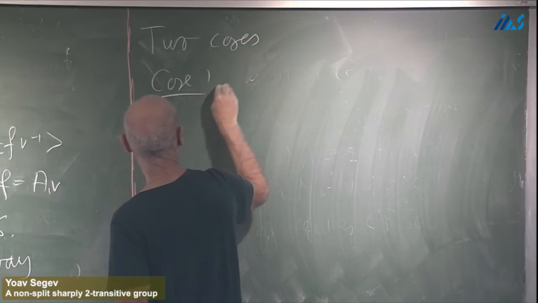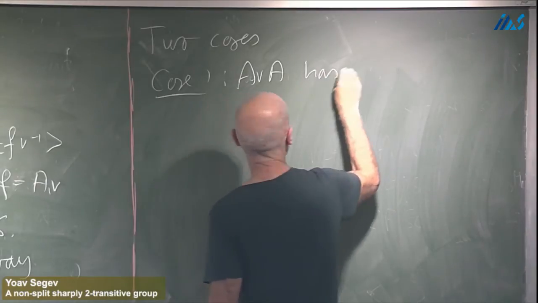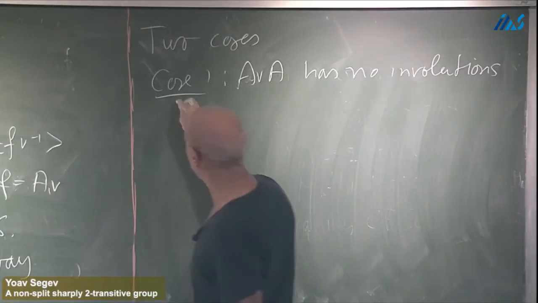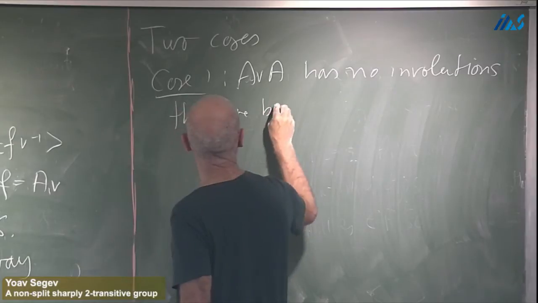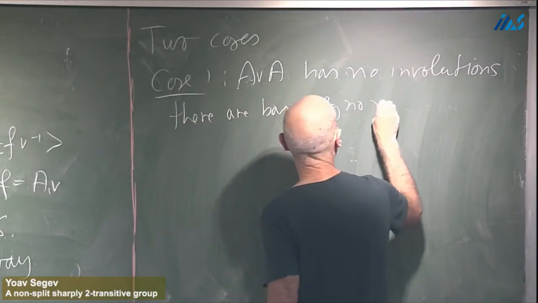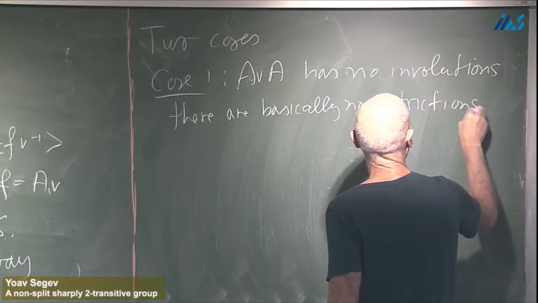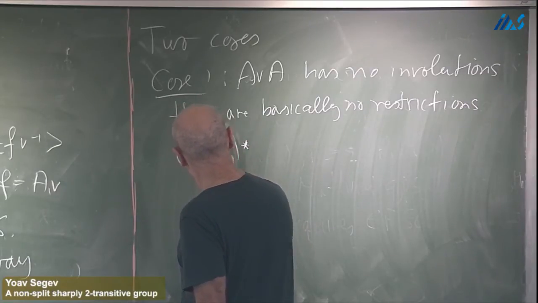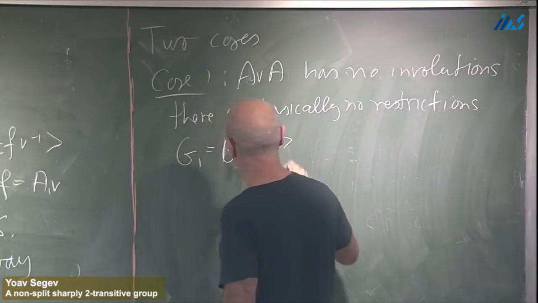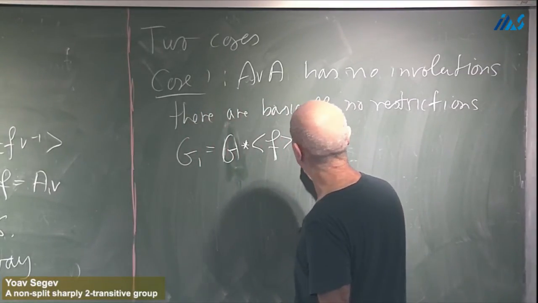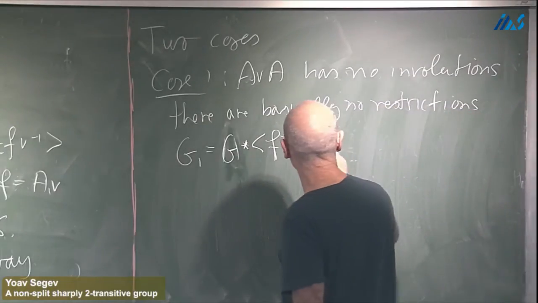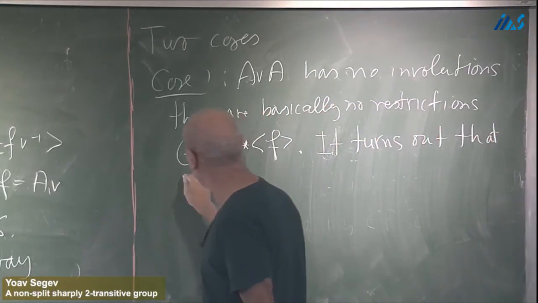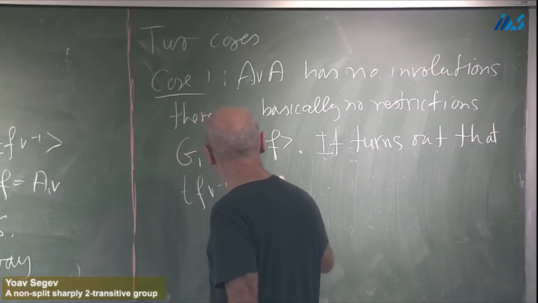Case one, this double coset has no involutions. If this double coset has no involutions, there are basically no restrictions. We just take G1 to be the free product of G with a group generated by F, and that's it. This is G1. It turns out, and not hard to show, that the element T, F, V inverse has infinite order in G1.